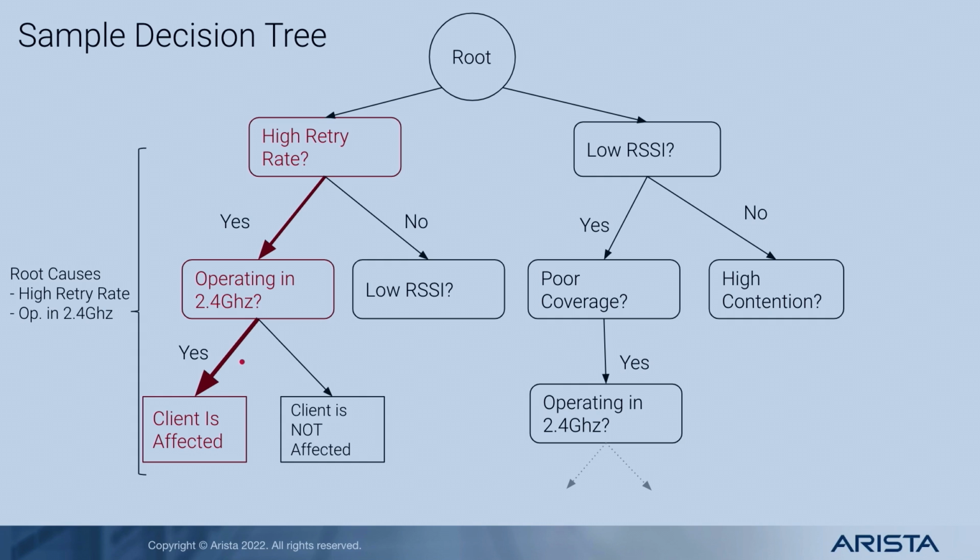What we do is we just read this tree, start from the leaf and go back to the root, and we say, okay, the statement is if the client is facing high retry rate and is operating in 2.4, that's when it will face low data rate, okay? So it's very intuitive, and the tree that's generated is very human readable, and you can generate statements from that tree.